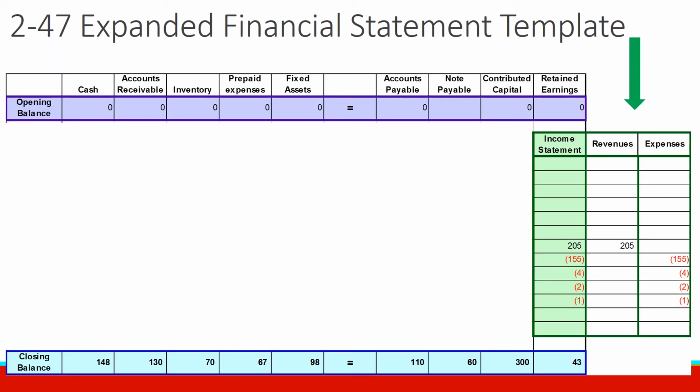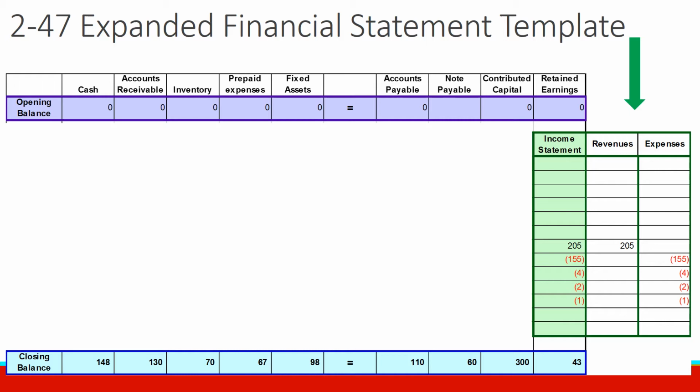In this example, we're going to be using the expanded financial statement template. Up until now, we had used a basic one, where we had a section on the left for assets, the equal sign, and then a set of columns associated with liabilities and equity. We're going to be adding an additional equity column in the expanded template, which is for retained earnings, and then we will also be adding columns for revenues and expenses.